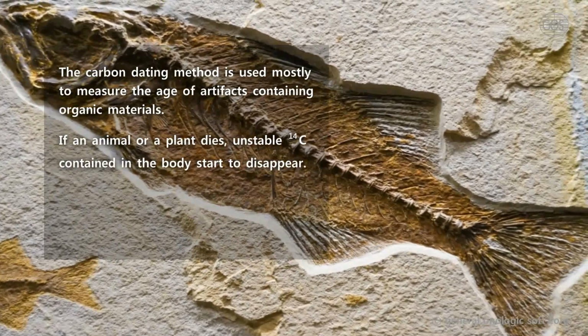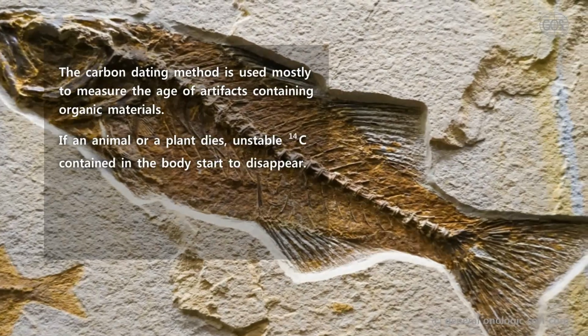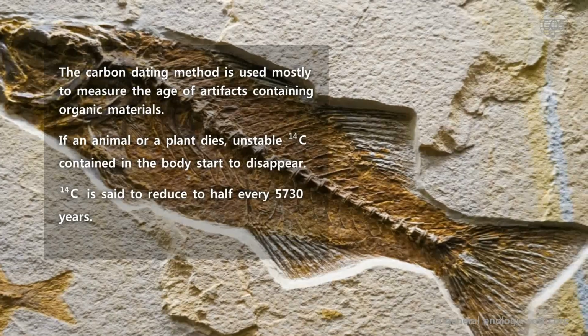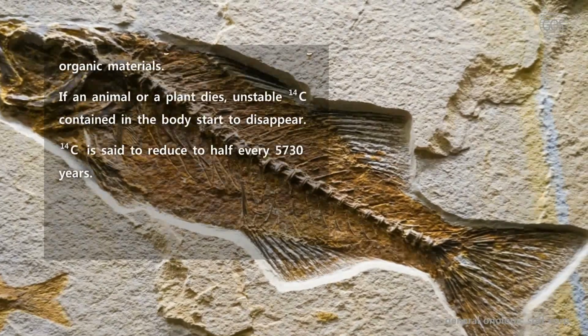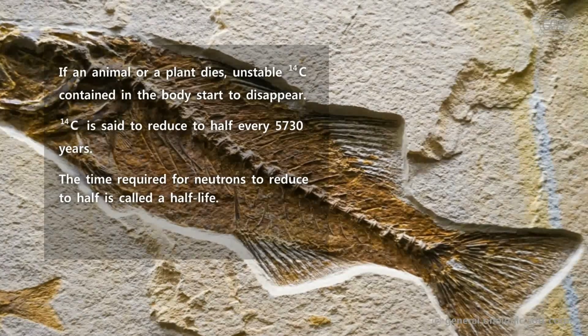If an animal or a plant dies, unstable carbon-14 contained in the body starts to disappear. Carbon-14 is said to reduce to half every 5,730 years. The time required for it to reduce to half is called a half-life.